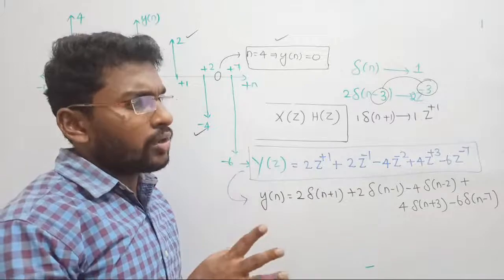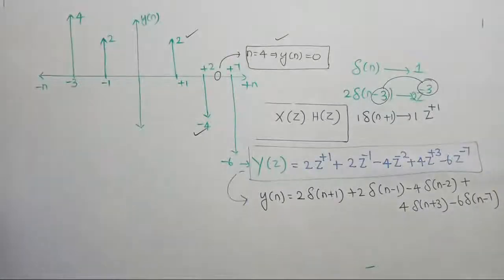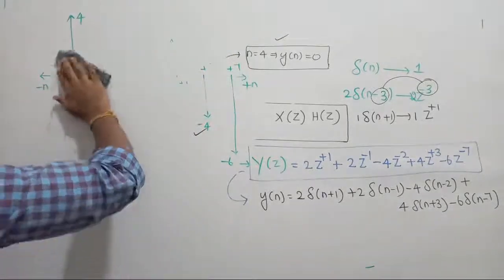If you pass an impulse signal through H of z, see, let me demonstrate once again. Anyway, we have seen it, but we have to refresh, right? Let me do it for understanding.